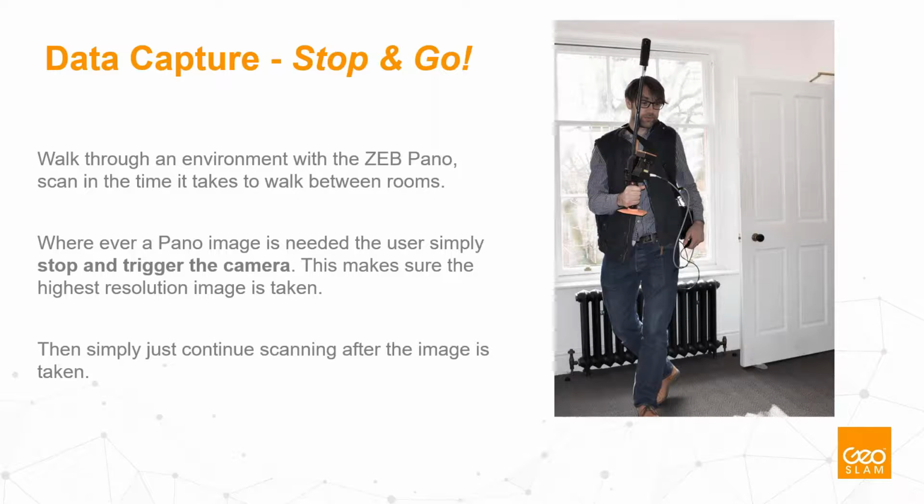So when you're collecting the data, walk around, stop for 3 to 5 seconds, trigger the camera, and then move on and collect the data as you would normally, just stopping everywhere you need to take an image. If you're looking at capturing a small home or a flat, you're only looking at somewhere between 5 and 10 minutes, 10 minutes at an absolute maximum, to collect the entire structure. So still incredibly quick, and we're not adding that much time with the Pano.